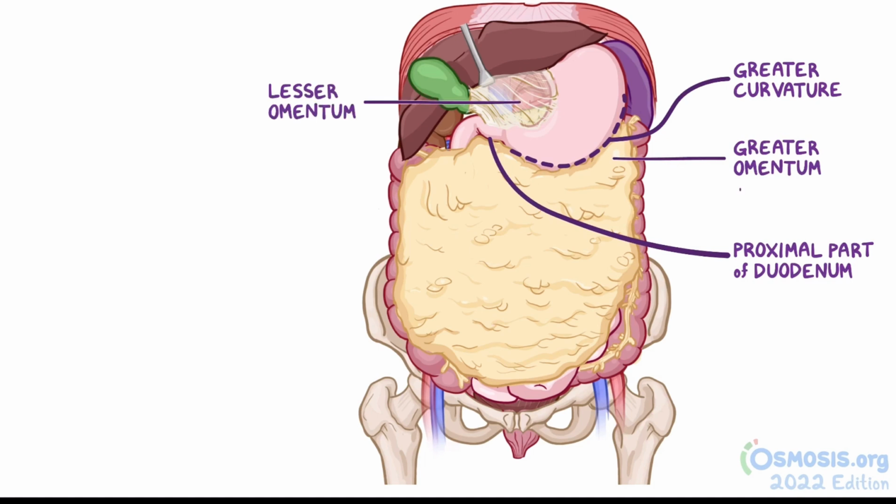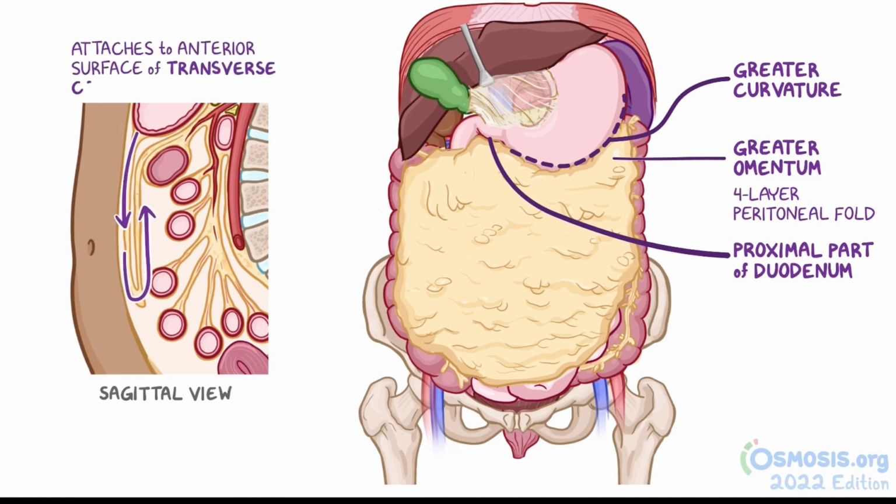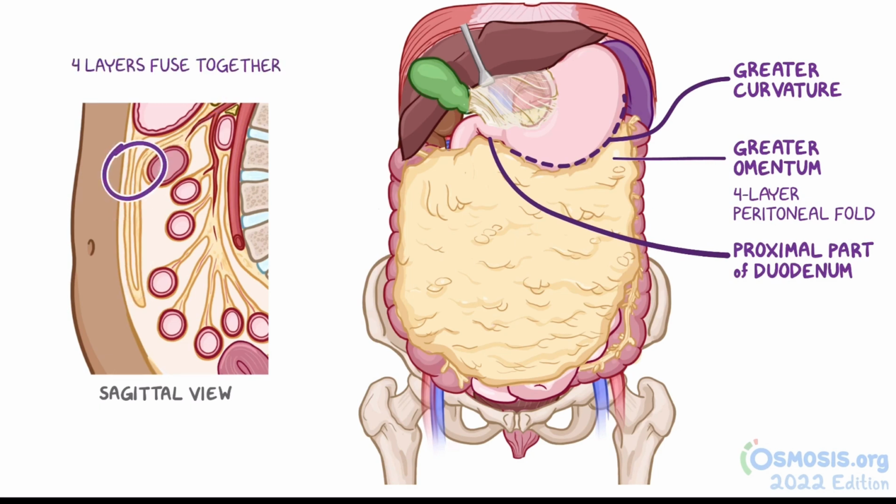The greater omentum is a 4-layered peritoneal fold that hangs like an apron from the greater curvature of the stomach and the proximal part of the duodenum. After descending, it folds back and it attaches to the anterior surface of the transverse colon and its mesentery. These 4 layers fuse with one another.